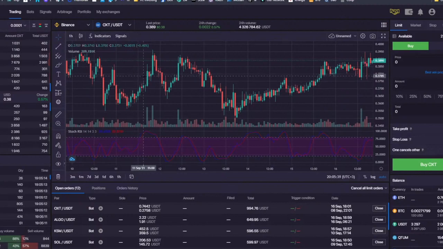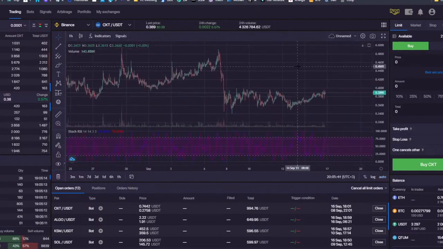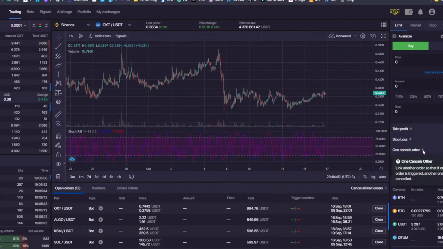Two weeks ago, I think I told you that we are about to add a new feature, and here we have it finally released. That's the OCO, known as the one cancels other. So let's start with this one. That's the hot feature we have as of now. If you move your cursor on the question mark, you will see that it basically cancels out if a certain condition is met.